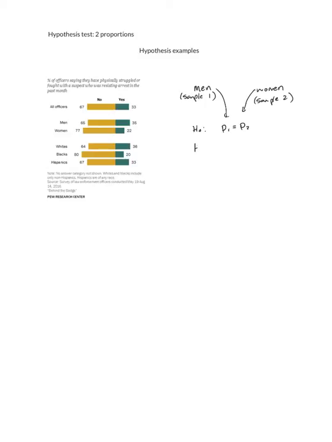My alternative hypothesis is what I'm trying to prove. Well, there are a couple different things I could try and prove here. Let's say I wanted to show that men are more likely than women. Well, if I wanted to show men were more likely, then because I have male cops here and female here, I would put a greater than. Male cops are more likely than female cops.